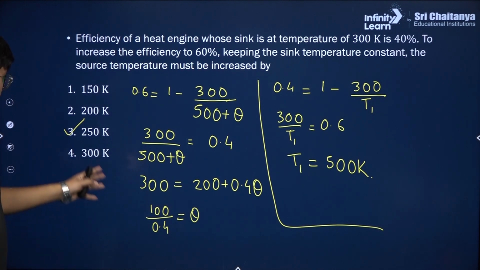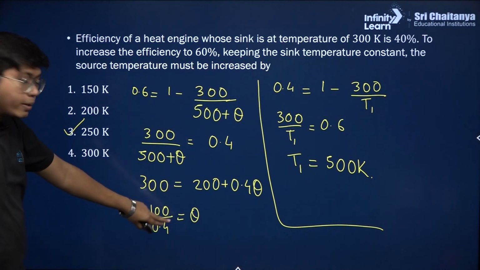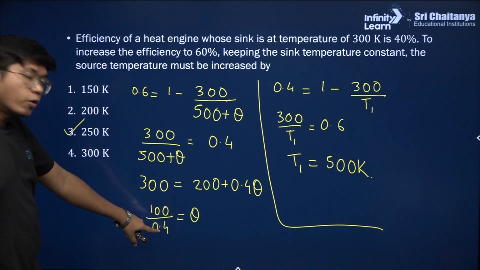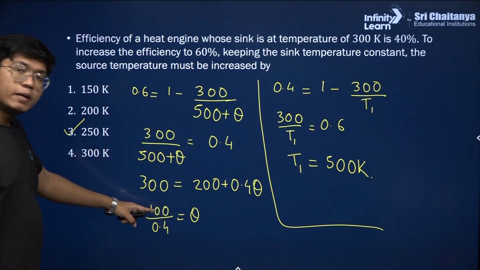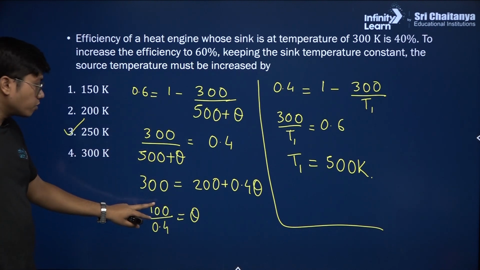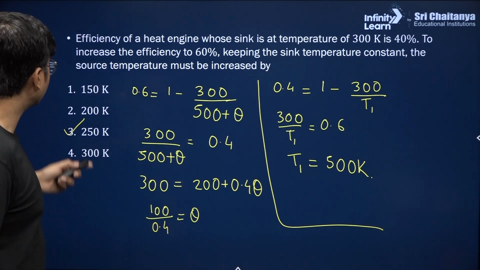Again, how do you figure out it has to be 250? See, you multiply 2.5 on both sides, on the numerator and denominator. If you multiply 2.5 over here, then you will see that this will go to 1. And this multiplied with 2.5 takes it to 250. So this becomes 250 by 1. So you know it's going to be 250 Kelvin. That's how you speed up your calculations.